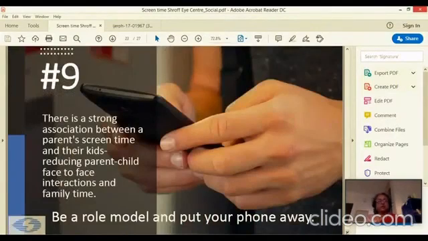There's a strong association between a parent's screen time and their kids' screen time, reducing parent-child face-to-face interactions and family time. So be a role model. As I told you, the child is looking at you, looking up to you. So be a role model and put that phone away.